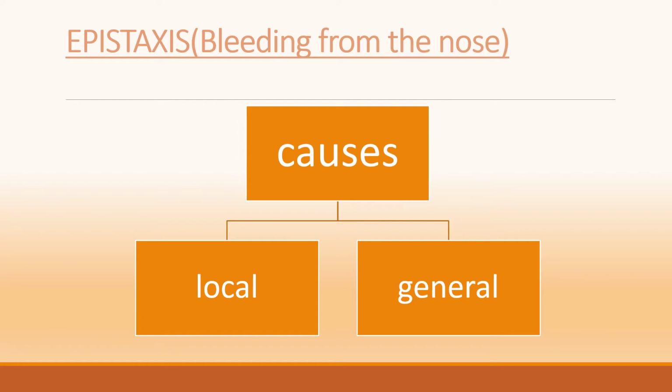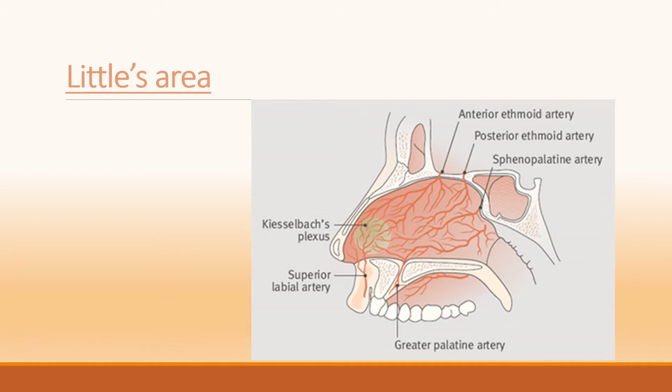Epistaxis, bleeding from the nose. What are the causes? We have local causes and general causes. Little's area is an area in the nasal septum which has multiple blood supply coming from the anterior ethmoid artery, the posterior ethmoid artery, the sphenopalatine artery, the greater palatine artery, and the superior labial artery. All these blood vessels are collected in an area called Kiesselbach's plexus. This is the most common part for bleeding or epistaxis due to the multiple blood supply.